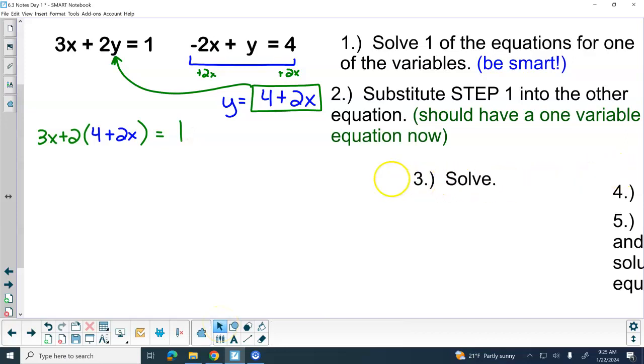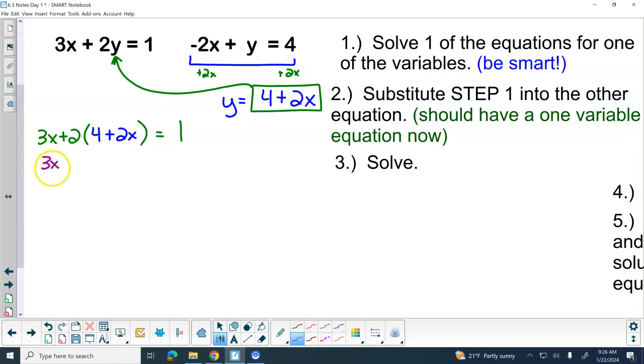Third step is we're now going to solve that single variable equation. So let's solve this bad boy. That's going to be 3x plus 8 plus 4x equals 1. That's 7x plus 8 equals 1. That's 7x equals negative 7. That's x equals negative 1. With me on that so far? Okay.